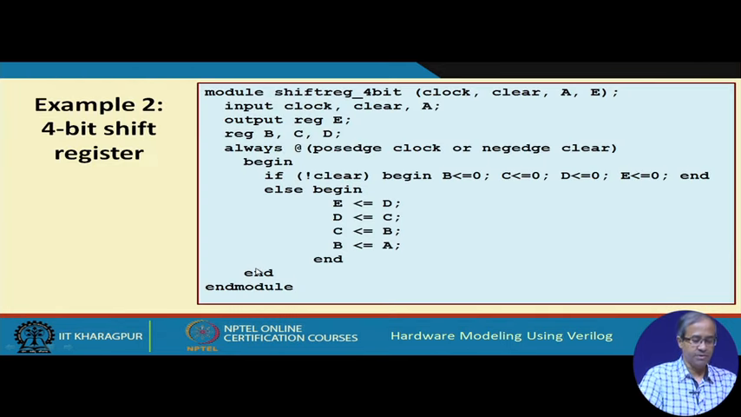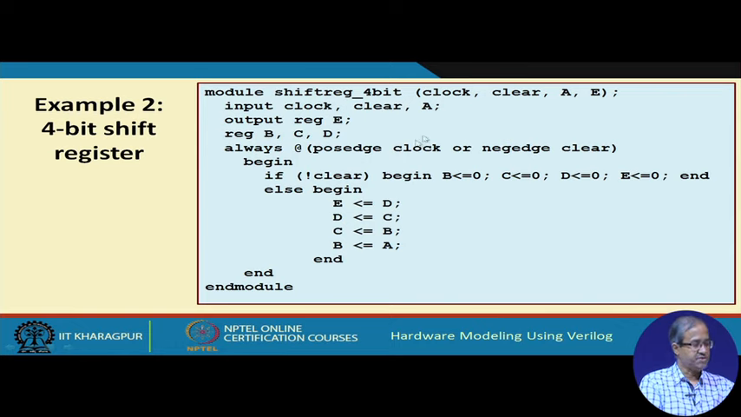Let us take another example, which is a sequential circuit. This is a 4-bit shift register. Earlier we have seen how we can use the non-blocking assignment statement like this to create a shift register. So, I am showing the same example here. It is a 4-bit shift register where the input is A and the final output is E, and the intermediate flip flop outputs are B, C and D. So, the description was, I am repeating.